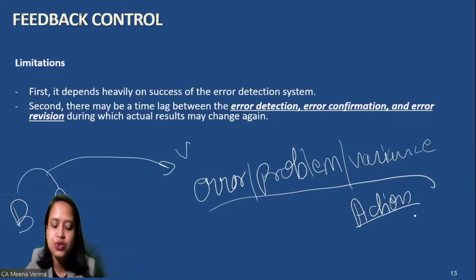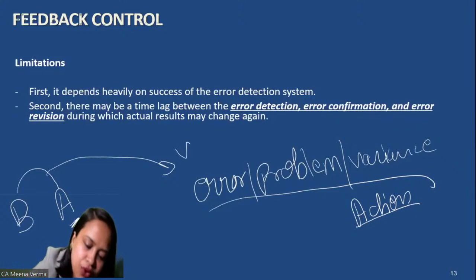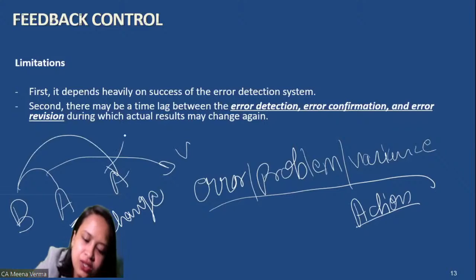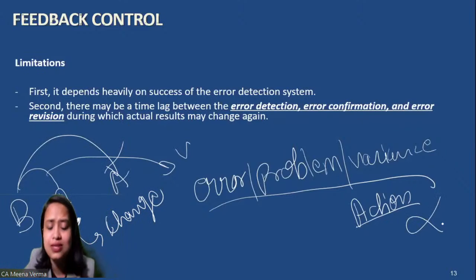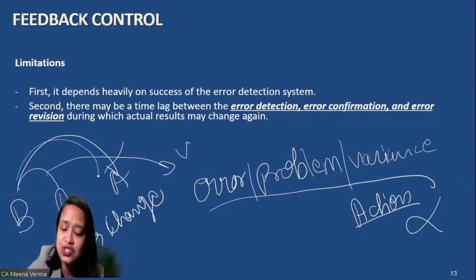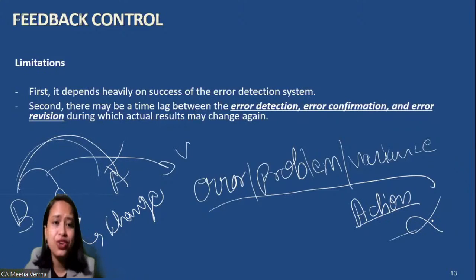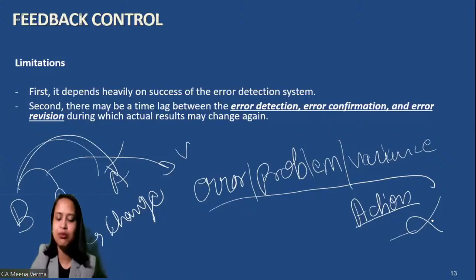to improve the situation, this actual performance changes. And if this actual performance changes, obviously the variance will change. So it's of no use to take this action because the variance has changed. So you have to change your action accordingly. So this is not good to implement now. In that way, it is not good to implement. So you can see the limitation of feedback control system. I hope it is clear to all of you.